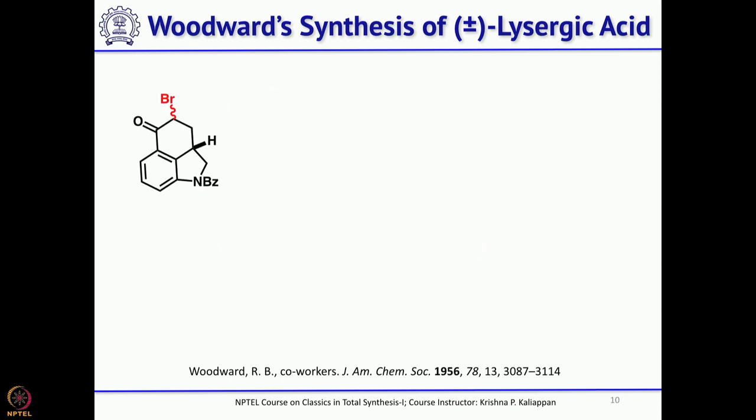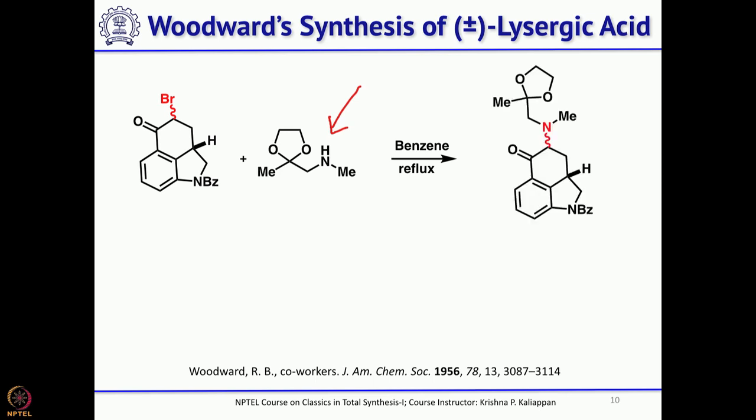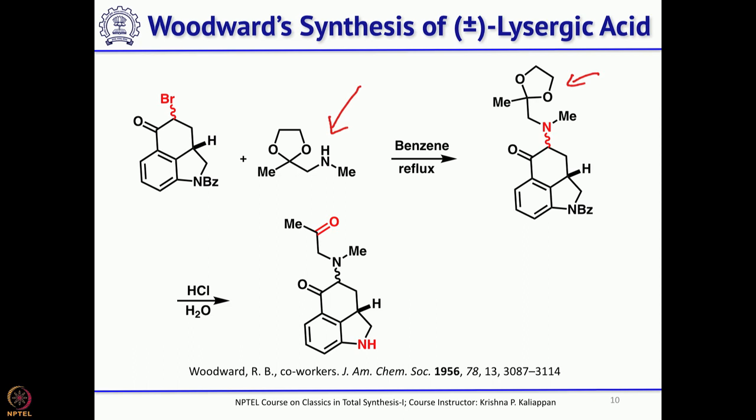So once the bromine was introduced, the next step was to carry out the intermolecular SN2 reaction. He took the amine and treated it with this alpha bromo ketone, refluxed in benzene. So the SN2 reaction took place. The next step is to remove the ketal so that you will have the diketone ready for the intramolecular aldol reaction.